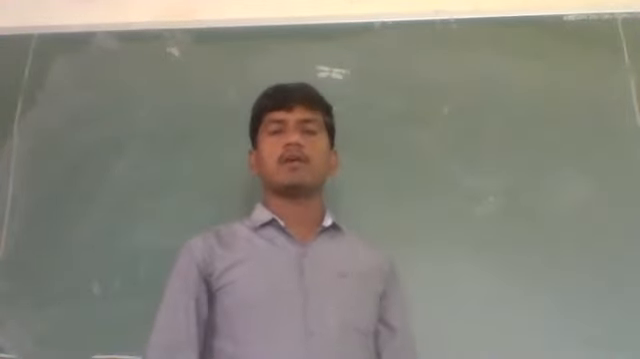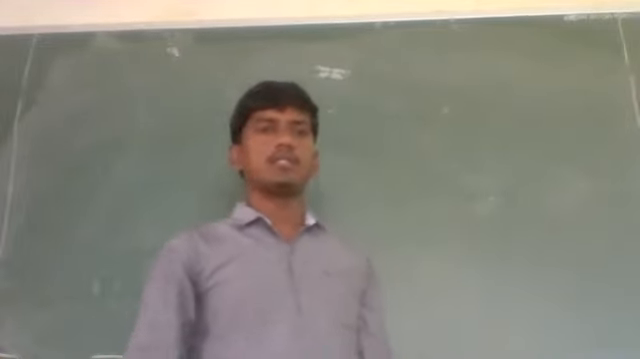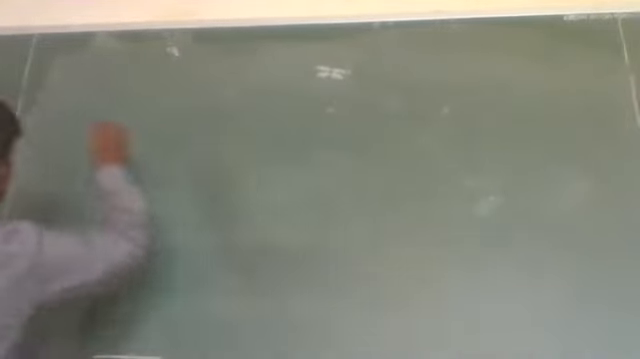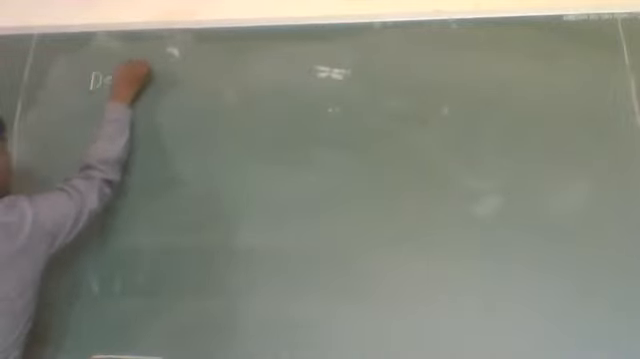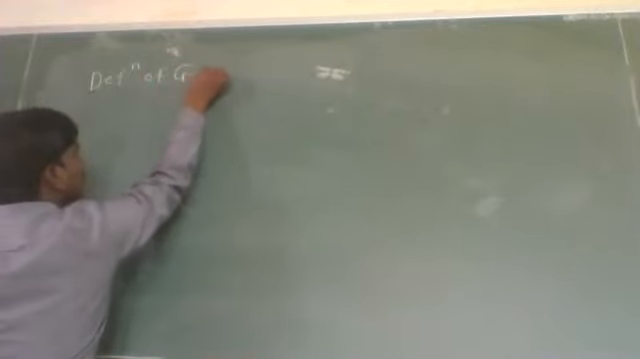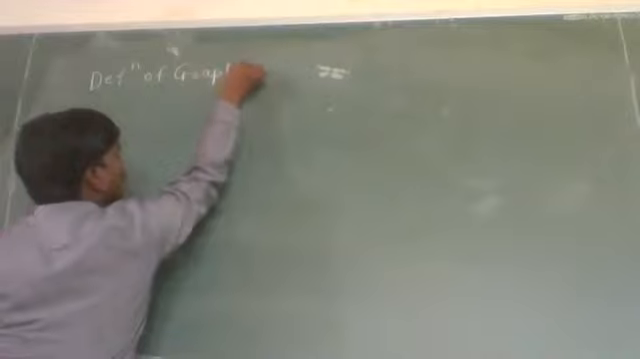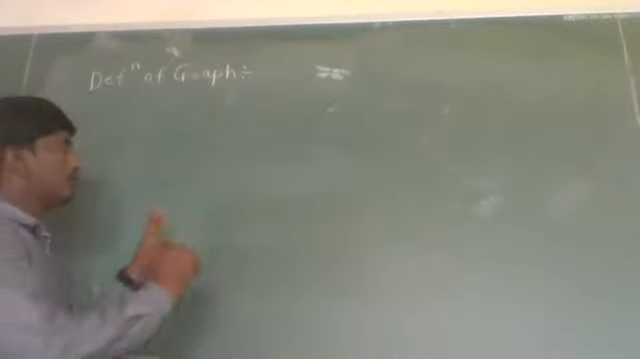In the last lecture, we saw the origin of graph theory and why there is a need to study it. Let us see the definition of a graph. Before going to the definition, if we have to draw some diagram, then what should we do?